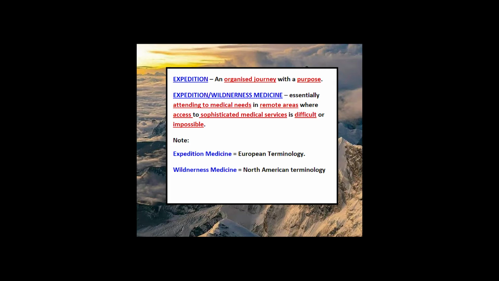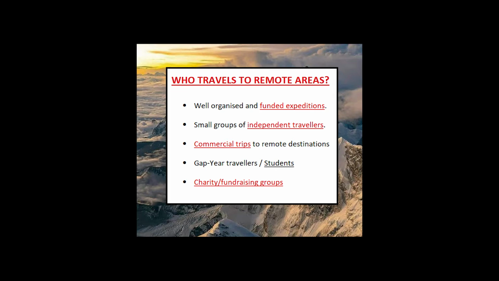Now, the introduction goes on to cover various points about different types of groups that travel to remote areas, which can include well-organized and funded expeditions, where we're talking about going into the hundreds of thousands of pounds or dollars, small groups of independent travelers, commercial trips to remote destinations, gap year travelers, students who are essentially backpacking. And again, with money, age has become less of a factor. We have people in their 60s, 70s, and even 80s going all the way to the top of Everest.